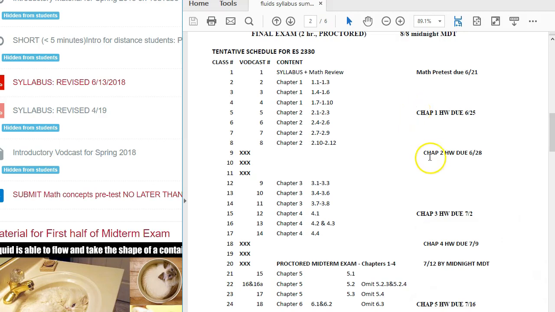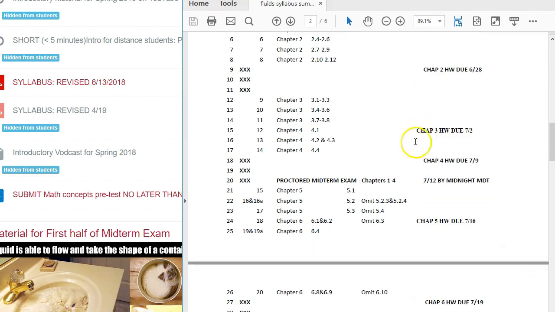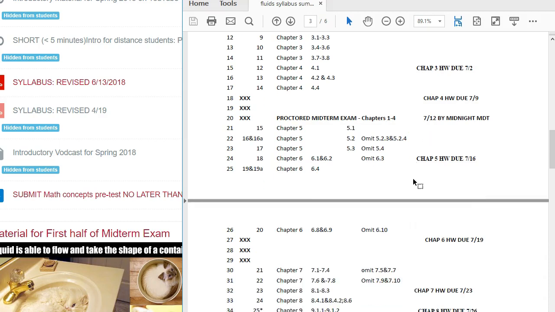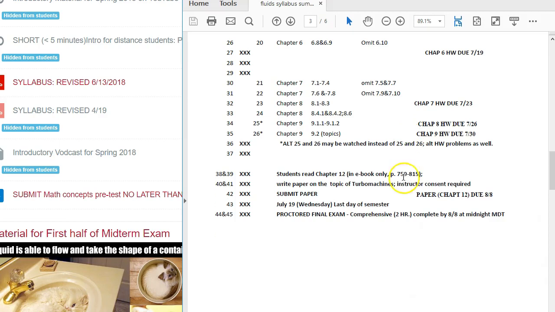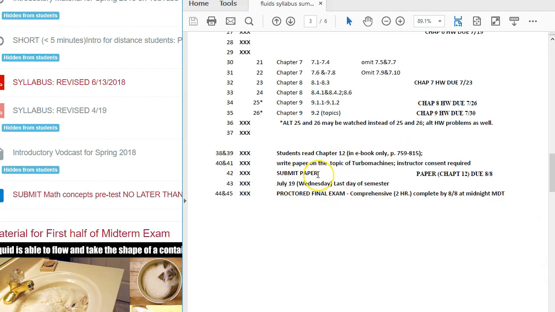So you'll do chapter 1 homework, chapter 2 homework, submit those to me, chapter 3 homework, and chapter 4 homework, and then you will do the proctored midterm exam. Then for the second half, chapter 5, 6, 7, 8, and 9. And then there's a final paper that's actually not part of the final exam, but you'll submit that no later than the final exam, which is actually the 8th of August. Now, once again, you can take anything before that if you want.